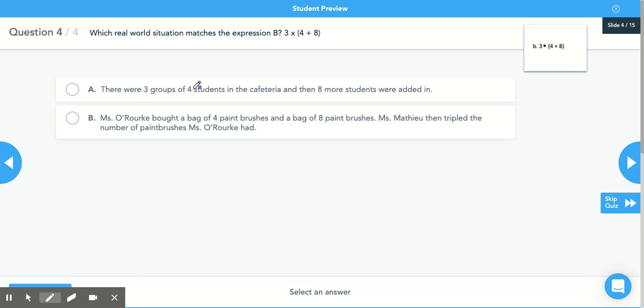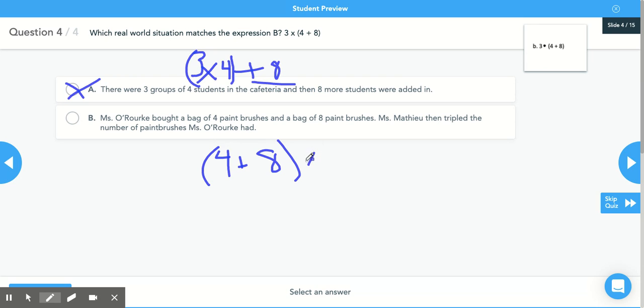There are 3 groups of 4 students in the cafeteria. Again, as I looked at that before, that's multiplication, and then 8 students walk in. The then statement tells me what's happening after. So this expression does not match. Expression B, she bought a bag of 4 paintbrushes and a bag of 8 paintbrushes. And then Ms. Matthew tripled what she had. The and then statement is telling me what's happening next. So the real life situation B matches the expression.